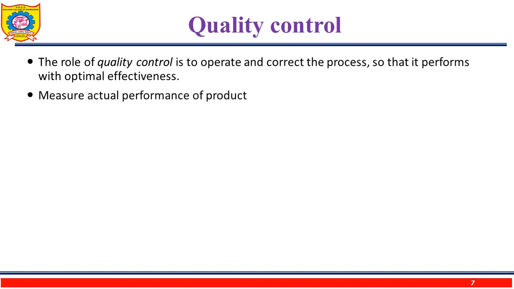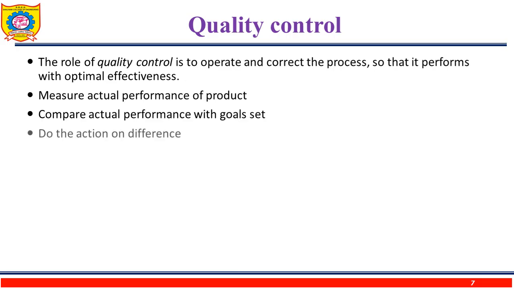Measure actual performance of the product. So here this quality control process measures the actual performance of the product. Compare actual performance with the goals set. So this process involves the comparison of the actual performance of the product with the design goals, or the goals which we have set previously.